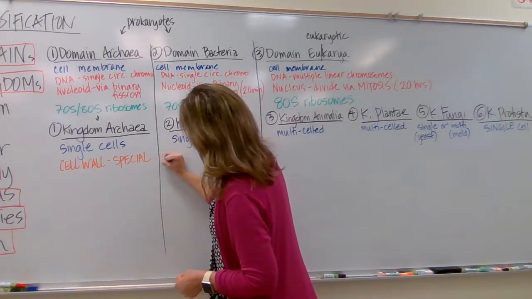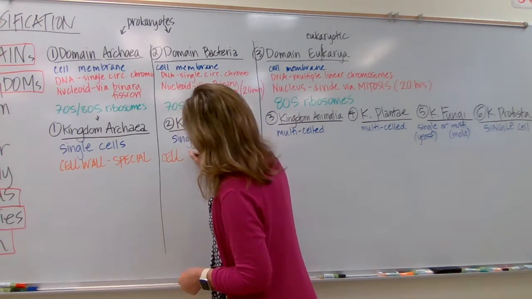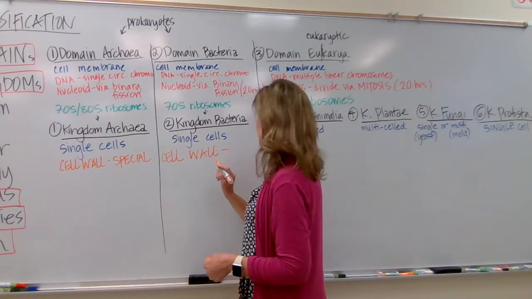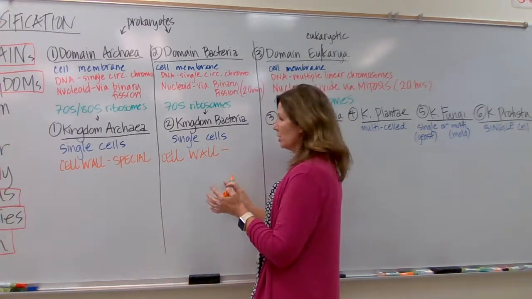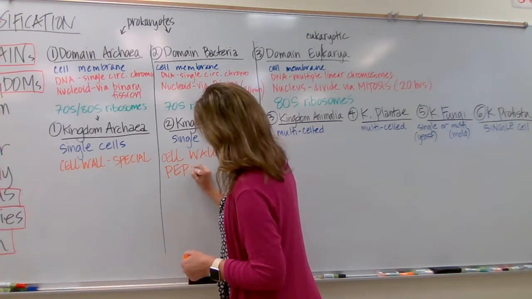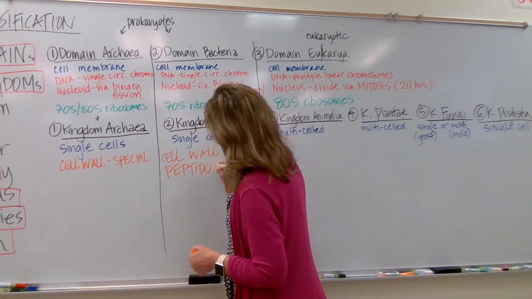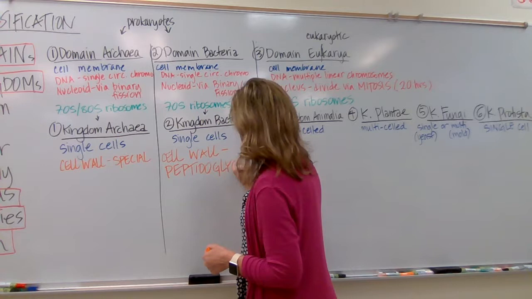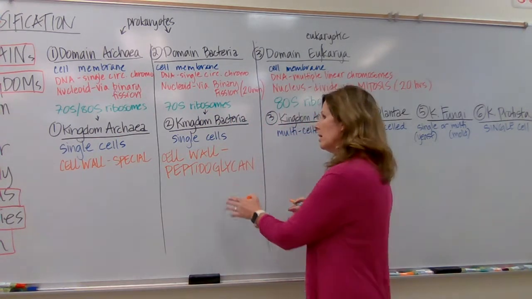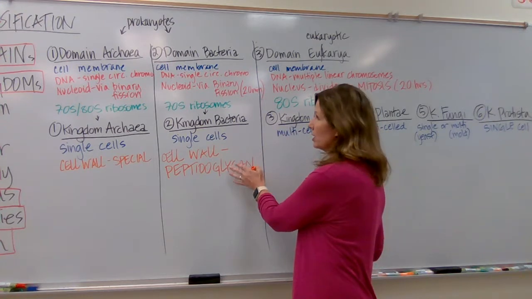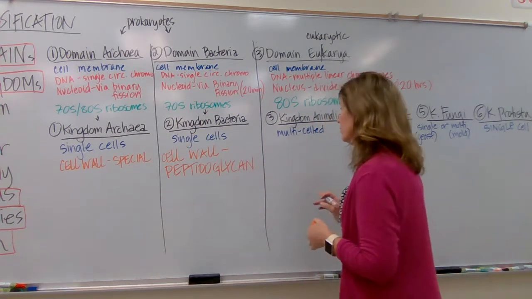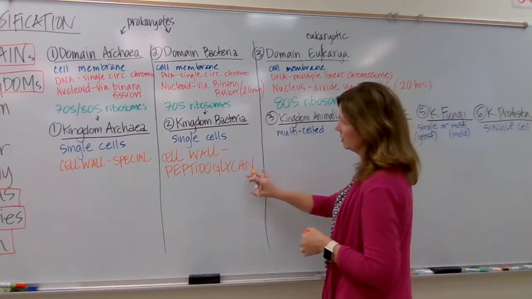Their cell wall is going to be made out of a very important hybrid molecule that we call peptidoglycan. And we'll see this is almost like a chain link fence type of structure, very strong, very rigid, allows organisms to survive in sometimes challenging environments.